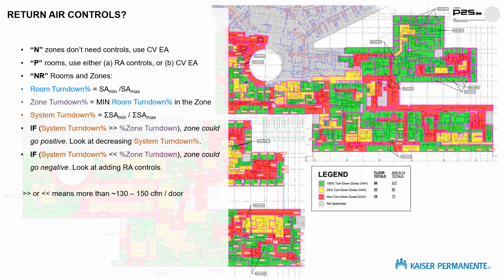So for negative pressure spaces, generally you're not going to need any return air controls because in general we're putting those on a constant volume exhaust air system. The exception there are 100% outside air systems where sometimes we would have a VAV exhaust that goes along with our VAV supply. For positive pressure rooms, there are 2 ways to go about that. You can do some return air controls and make sure that they're tailored to your supply controls, or you can just make that room constant volume.